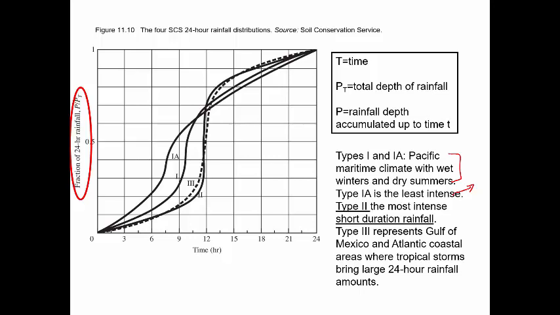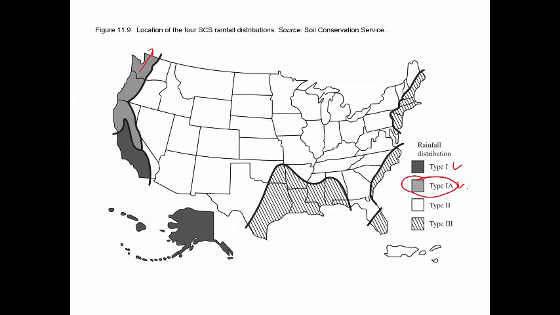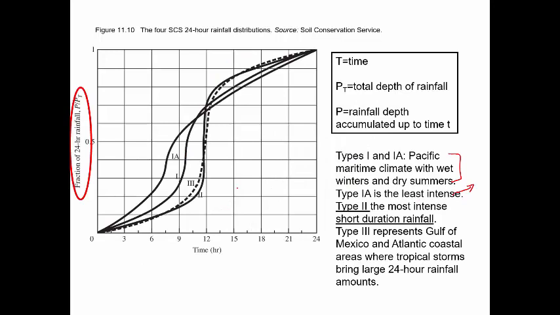And then type 2 is the most intense, short duration. We can see that in El Paso, right? Where you don't have long duration storms. They are very short duration, but very intense, okay? And then type 3 represents the Gulf of Mexico and Atlantic coastal areas where you have a lot of rainfall, okay?